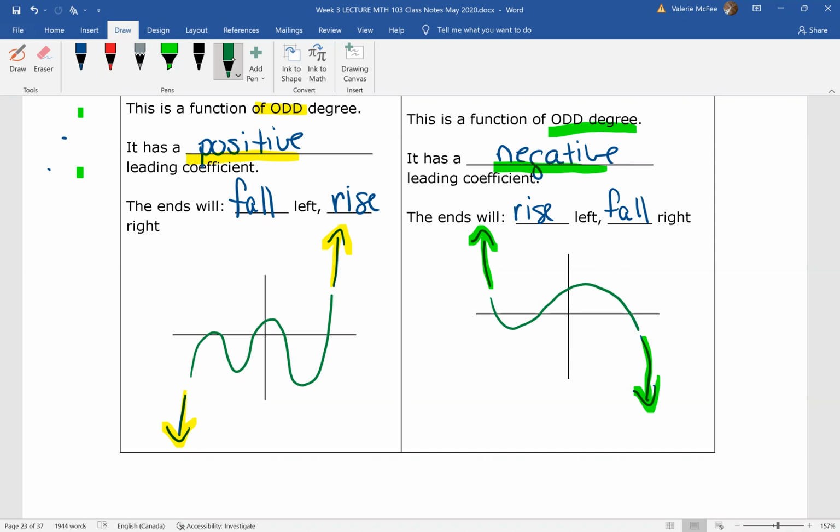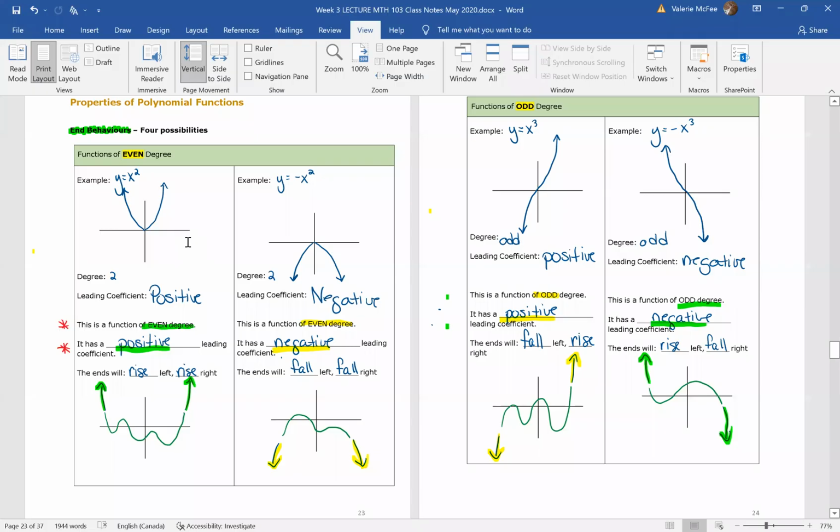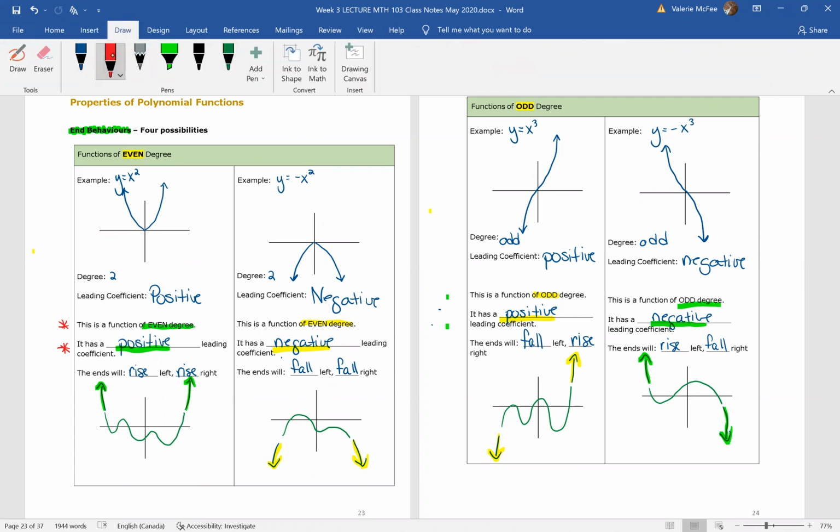Take a look at those, take some time to memorize them, put those pages together so you can see them. I would stick these up on my bathroom mirror, beside my bed, on my refrigerator, and look at them until you have this memorized. You need to know this. You need to know the difference between the graphs with even degree and the graphs with odd degree. You need to know the difference between having a positive leading coefficient and a negative leading coefficient. Make sure you memorize this.